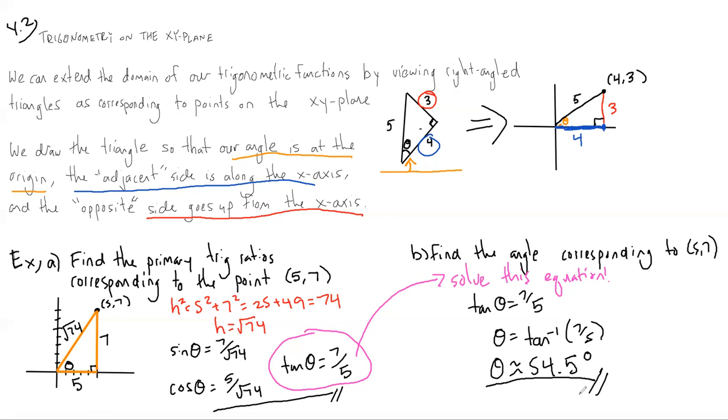And so yeah, that's going to be our angle that goes with that 0.57. What we'll move towards though is that that's actually not a well-defined question. There's actually lots of angles that are going to correspond to that point, and we'll see how to get to those later.